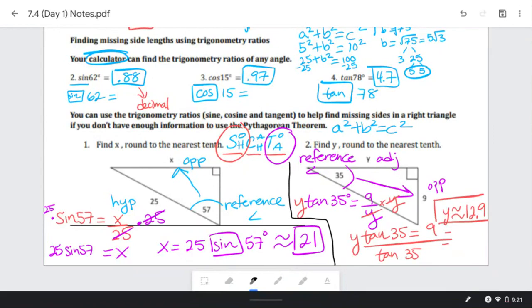And that's how you find a missing side on a right triangle when you can't use the Pythagorean theorem, by using sine, cosine, and tangent. And you're going to go ahead and do some practice problems on your own now.